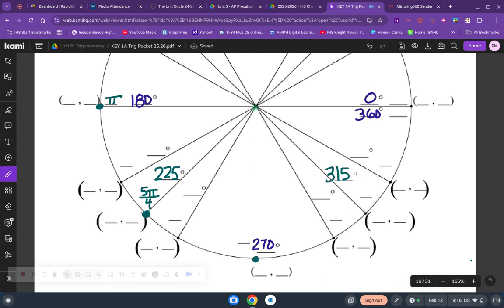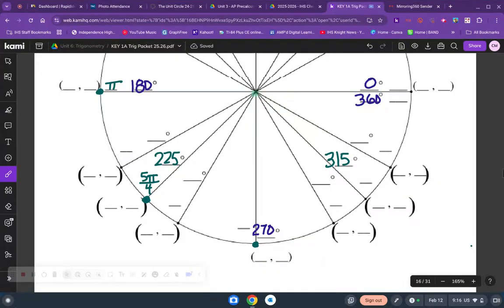The next one would be 6 pi over 4, but that's going to simplify, right? Good. 6 pi over 4 simplifies to 3 pi over 2. Good.